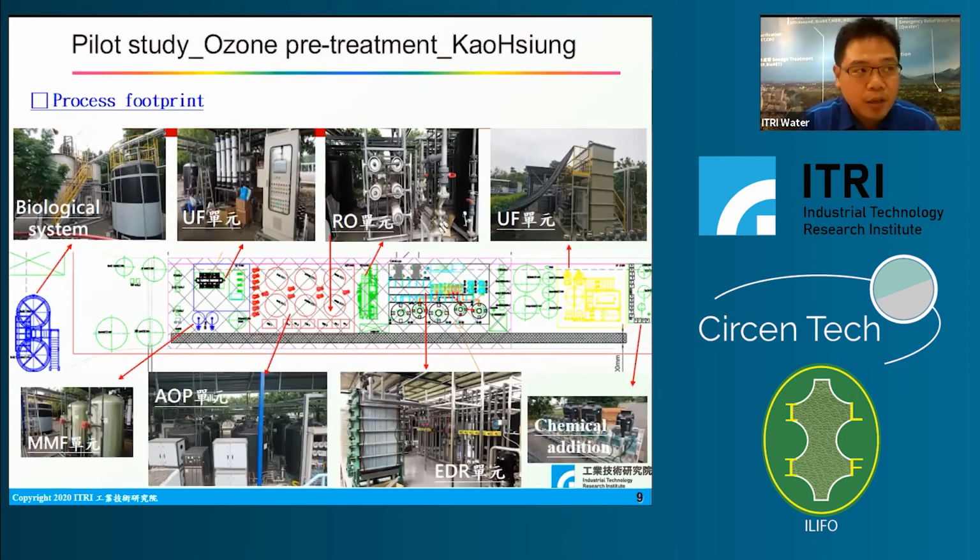Here is the pilot study we set up in Kaohsiung City in an industrial park as the water source. Traditionally we use the MMF as the first stage, then the UF system, and then the RO or EDR system. In this case, we use the AOP after the MMF, in which we use ozone as a pre-treatment system and then combine it with the biological system to enhance the biological behavior to digest the CODs.